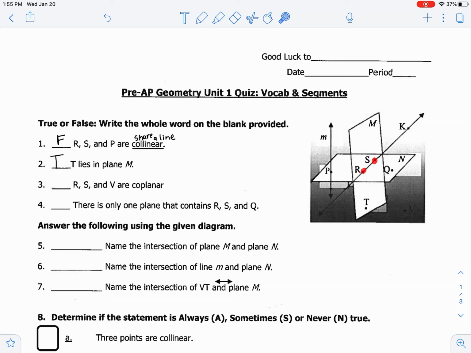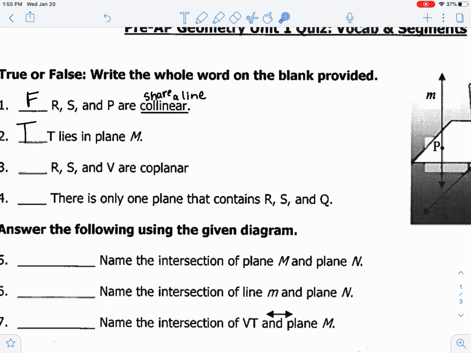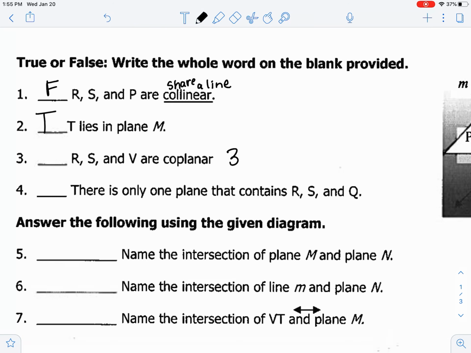R, S, V are coplanar. Now this is a bit tricky. Something that we need to understand is that 3 points are always coplanar. I can explain this some more whenever I get back tomorrow.